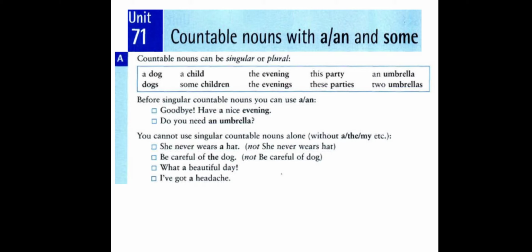What a beautiful day. Day here is singular. That's why we use the article a. And the a is followed by the letter b, and b is a consonant sound. That's why we use a, not an.